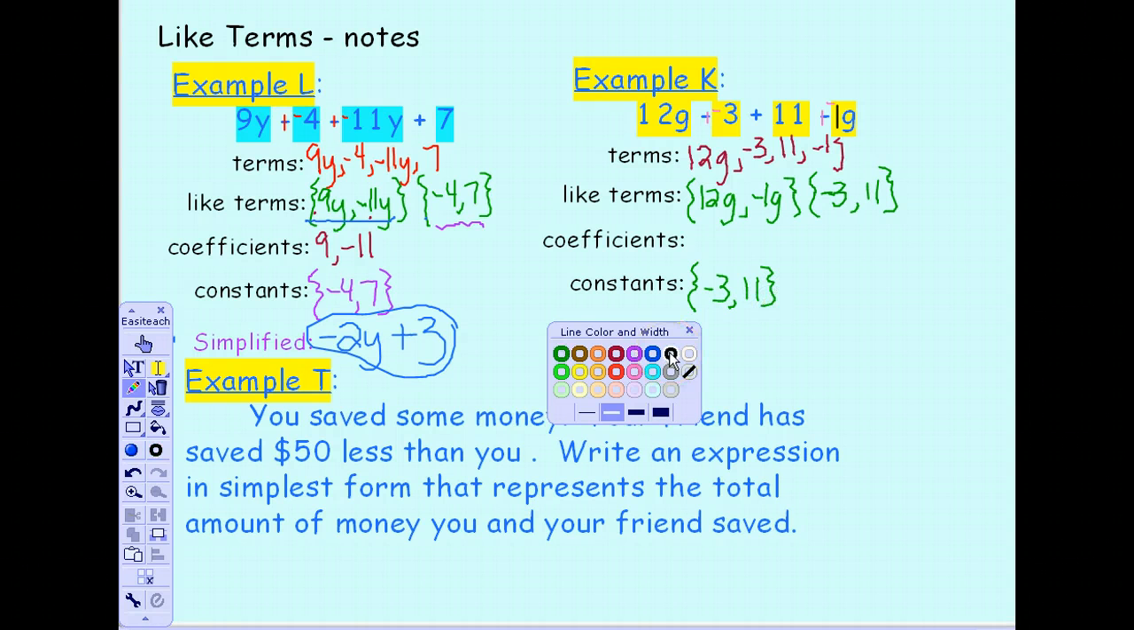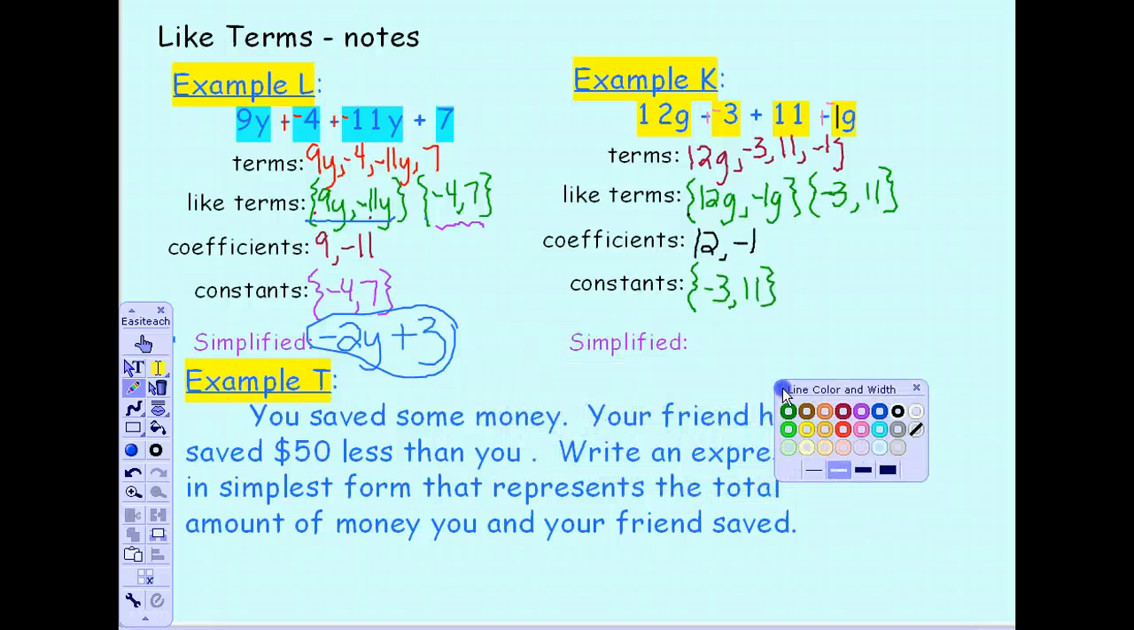Looking at our like terms groups, we have this 12g and this negative 1g. The 12 and the negative 1 are our coefficients. Since those are our coefficients, those are the parts that we add when we do the simplify step. So in our simplify step, we have 11g. We get that from the 12g plus the negative 1g. Plus, we always separate our terms with an addition sign. Now we're going to add our constants from this group. Negative 3 plus 11 is 8. So there's our simplified expression.